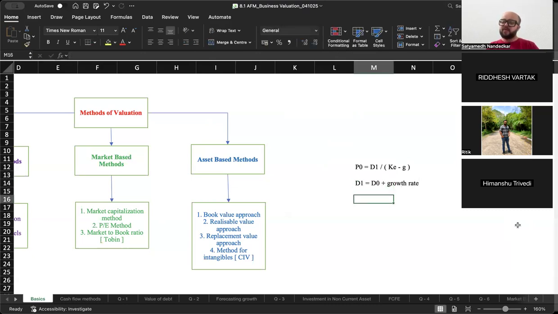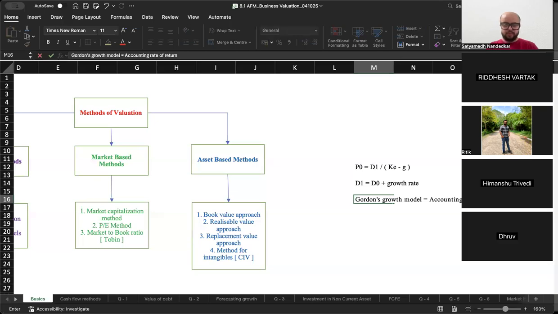And there are multiple ways of calculating this growth rate. One of these is using the Gordon's growth model. How does that work? Gordon's growth model first of all takes the accounting rate of return into retention percentage.